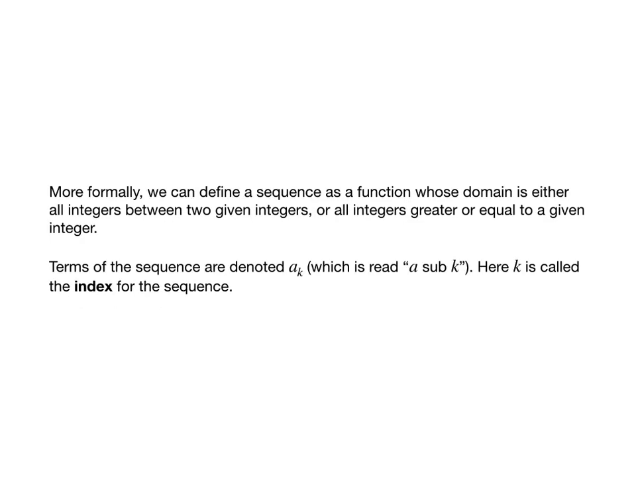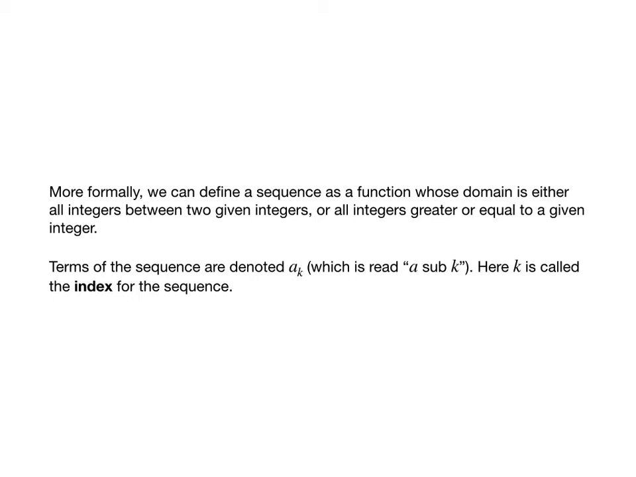More formally, we can define a sequence as a function whose domain is either all integers between two given integers or all integers greater than or equal to a given integer. That sounds a little complicated, but the idea of a sequence is we have this list of elements, these terms, starting with a certain value, and they may end at a certain point, or the sequence might continue forever. But because of the nature of this ordered list, we can talk about the first term, the second term, the third term, and that's the idea behind thinking of a sequence as a function from a set of integers.